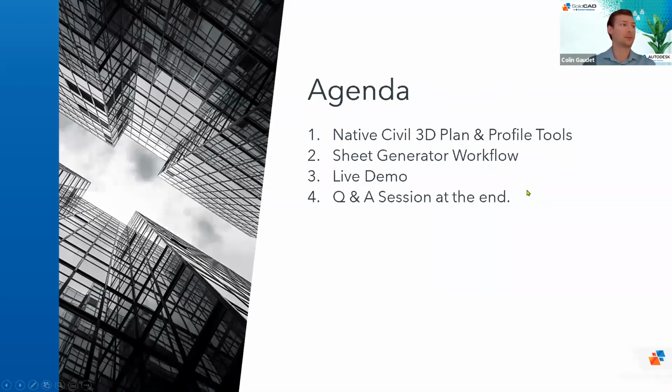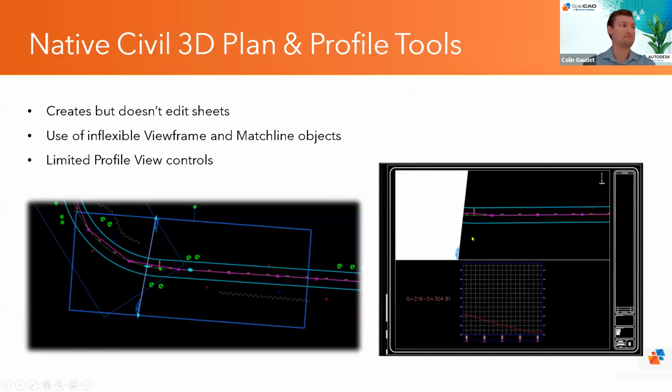So to start that off, we're going to take a look at the native view frames and match lines. Now, if you're on this webinar, chances are you're looking at third-party tools for improving this workflow. So you're well aware that these view frames and match lines can be fairly inflexible. You have limited profile view control. So yes, it will automatically create these sheets for you, but you're left with something that looks like this.